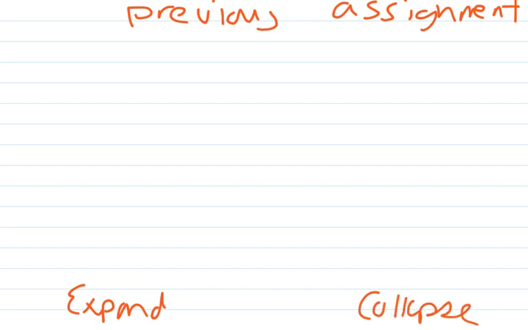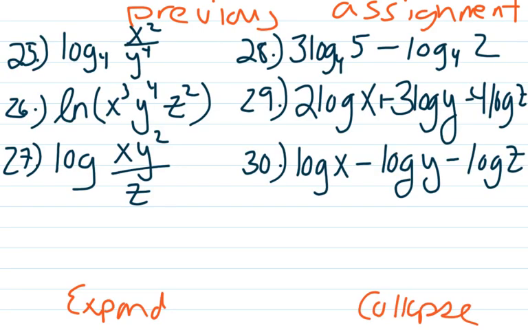So on your piece of paper, you have up through however many we've done. We've done 24, and so you've got your previous assignment. And as with all of the assignments, I am going to do the expand problems on the left and the collapse problems on the right. And here they are. As before, I will read them out loud so that if there's something that's not written clearly, you can hear me say it.